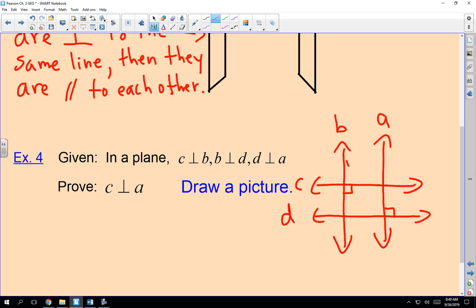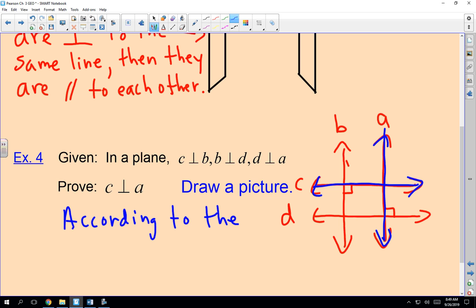So prove C is perpendicular to A. So I'm looking at the picture here. You looking at the same picture I am? Is C perpendicular to A? Here's C, here's A. Proof by picture. So, according to the picture, that's good enough.